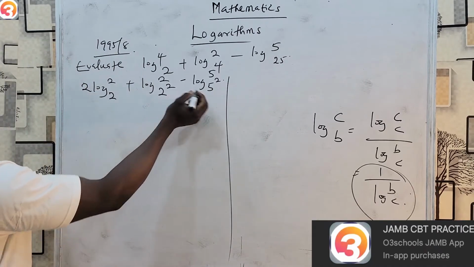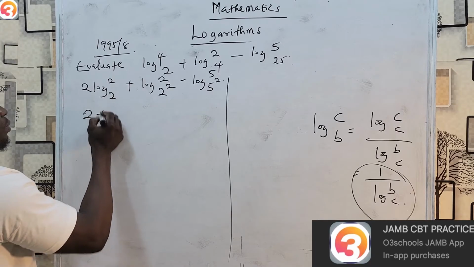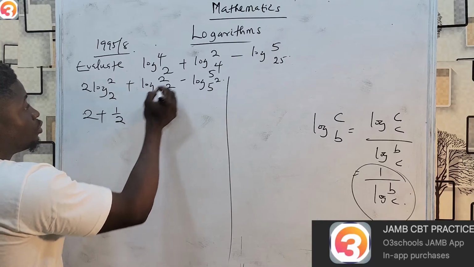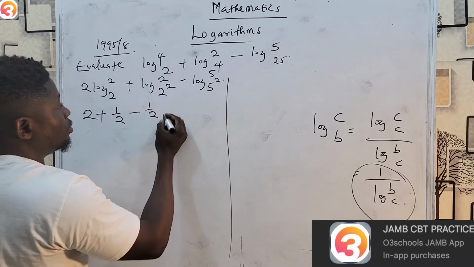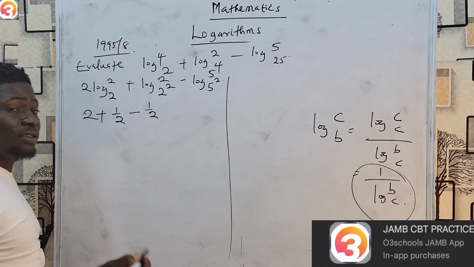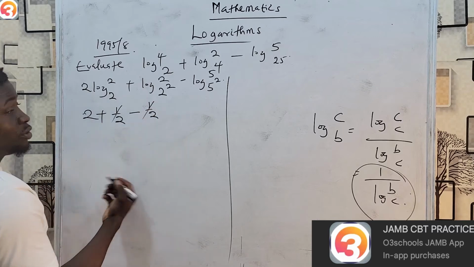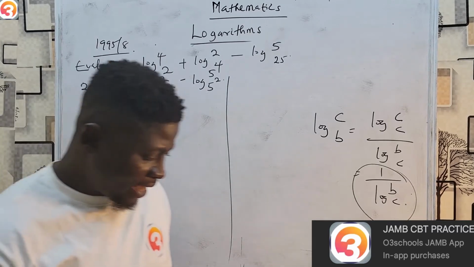So let's continue. Log 2 base 2 is 1, so I'm going to have 2 plus 1 over 2, since log 2 base 2 will cancel again. Then minus 1 over 2 also, as log 5 base 5 will cancel each other. So of course now, plus 1 over 2 minus 1 over 2 will cancel. My answer is just 2. Very fast and easy.